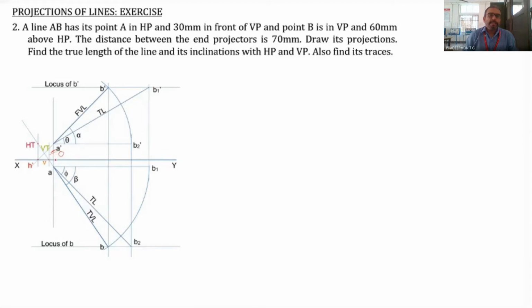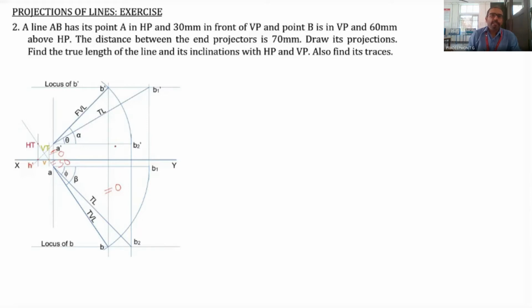Then it is 30 millimeter in front of VP. So the top view should be 30 millimeter below the XY line. So this distance should be 30 millimeter. So those two conditions we have already got. Then B is in VP. B is in VP means the top view of B should be on the XY line. So this distance should be equal to 0. The top view of B should be lying on the XY line.